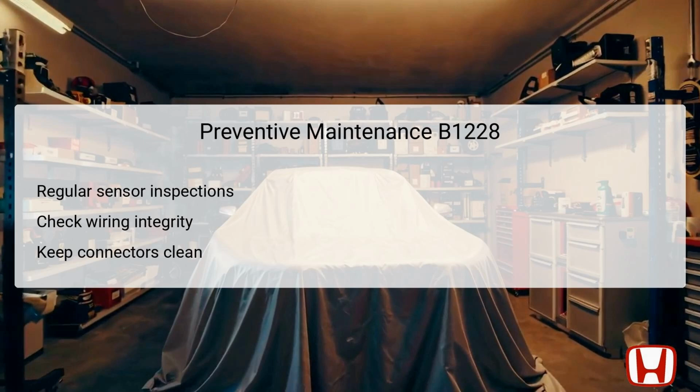in the Honda Accord. Regular inspections of the outside air temperature sensor can help identify early signs of wear or malfunction, allowing for timely replacement before a DTC is triggered. Additionally, checking the integrity of wiring connections and ensuring that there are no frayed or broken wires can prevent issues from arising. It's also essential to keep connectors free from dirt and debris, as contamination can lead to poor electrical connections and signal interference. Establishing a routine maintenance schedule that includes these checks can save time and costs in the long run and keep your climate control system operating efficiently.